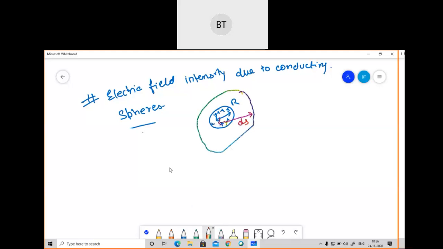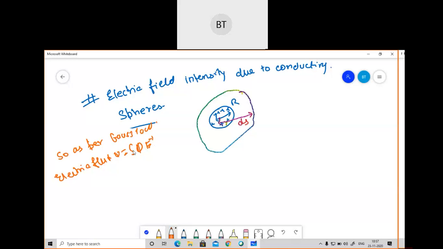As per Gauss law, we are already aware of the Gauss law. So what I will write here, as per Gauss law, the electric flux will be equal to the integral of E dot dS. We are already knowing the Gaussian law, so based on the Gaussian law, I have written this electric flux.